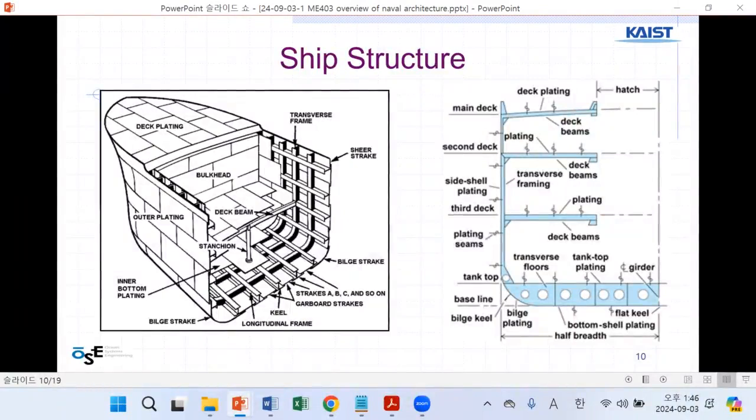Bulkhead. There's a bulkhead. There's a deck. Deck is deck. There are many decks. Many floors in this building, right? Second floor, third floor, ship also has floors, decks. And then what else? The deck, right? This is bottom, double bottom.